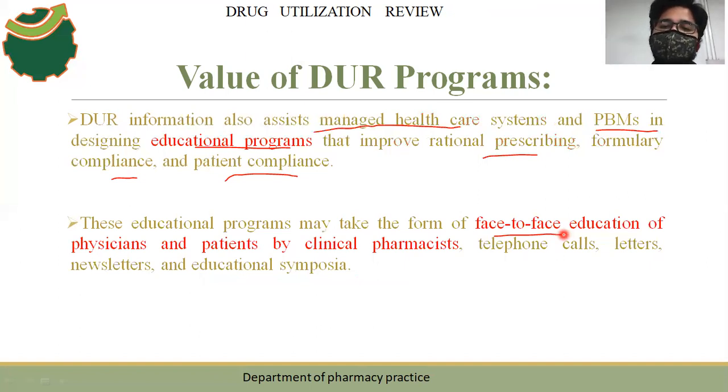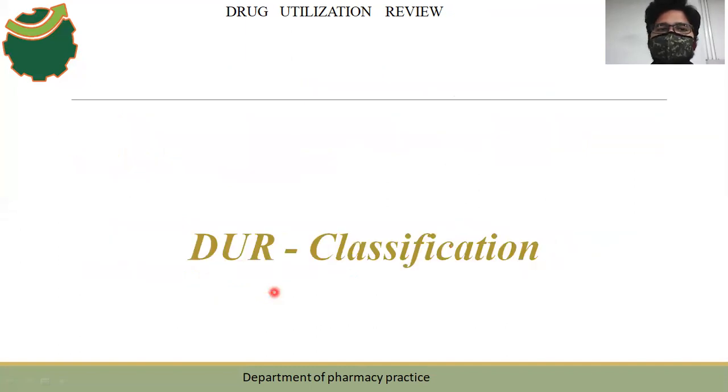Where we have face-to-face interaction, there is a high chance of involvement and explaining, and we can pass on more information. If that is not possible, we use telephones, letters, or other educational symposiums. It can be anything. Anything will be done to improve the prescription patterns for better patient care, right? So next one is this.